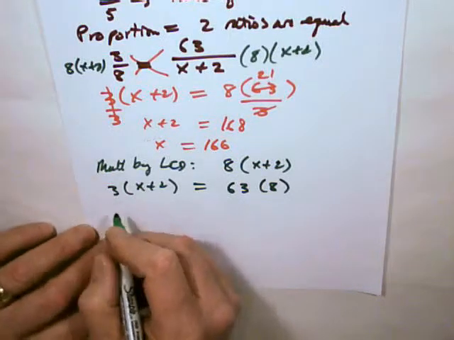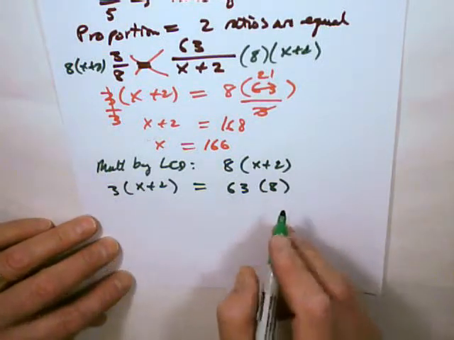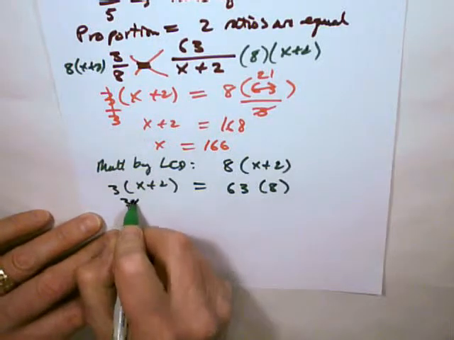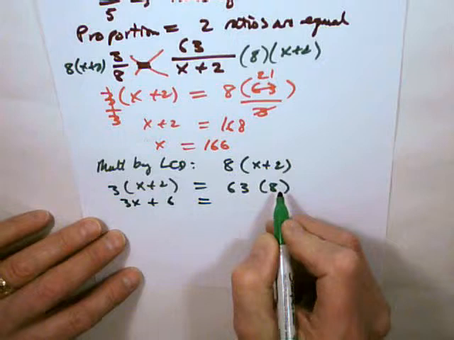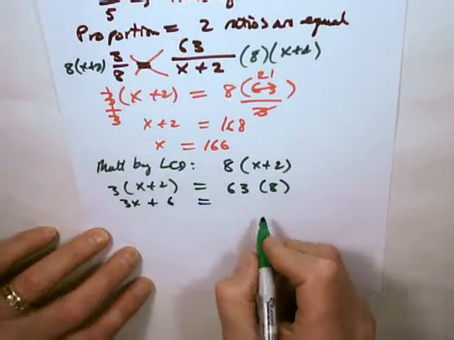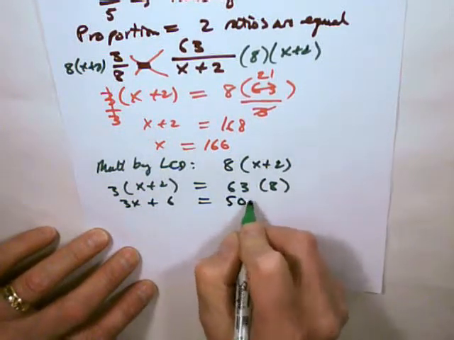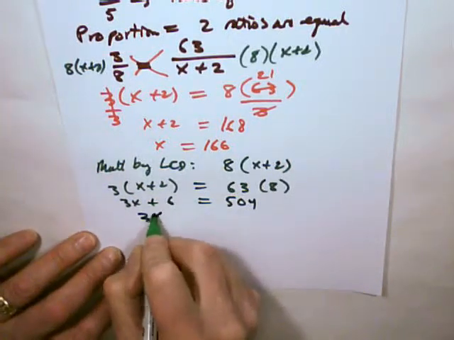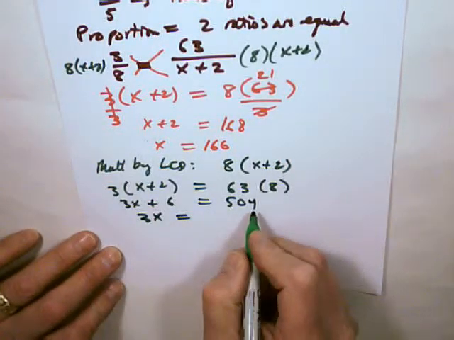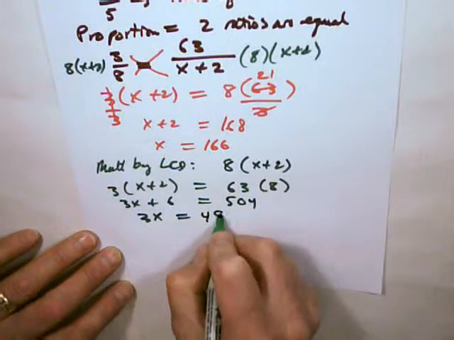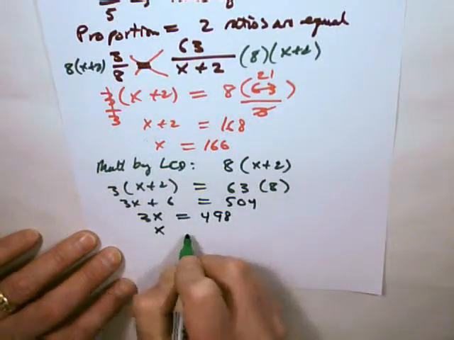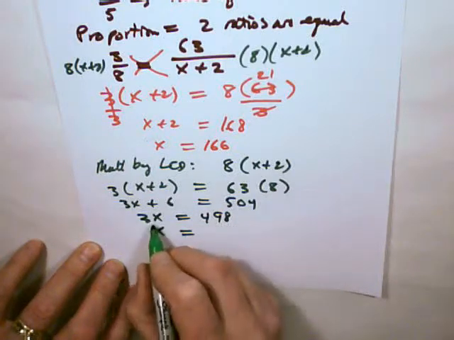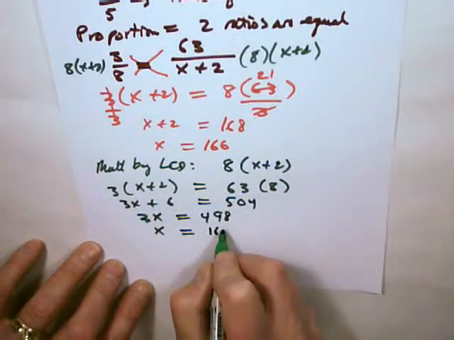So again, I want to be simplifying and solving for x here. This time, let's expand the left-hand side and see what happens. And 63 times 8 turns out to be 504. Continue to solve that. 3x equals 504 minus 6, which is 498. And now finally divide by 3 on both sides, and I find that 498 divided by 3 is equal to 166.